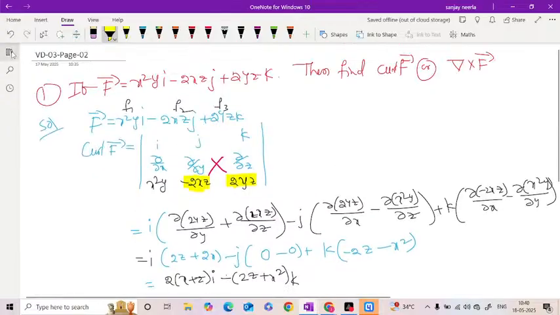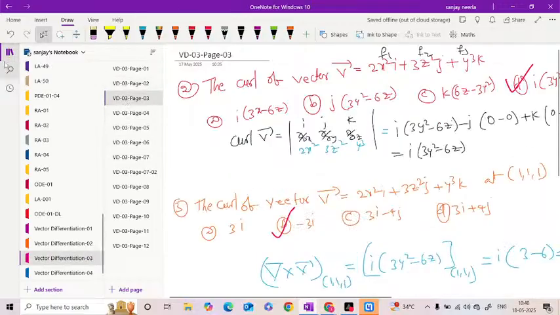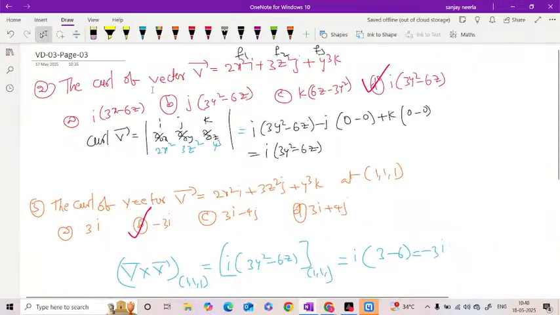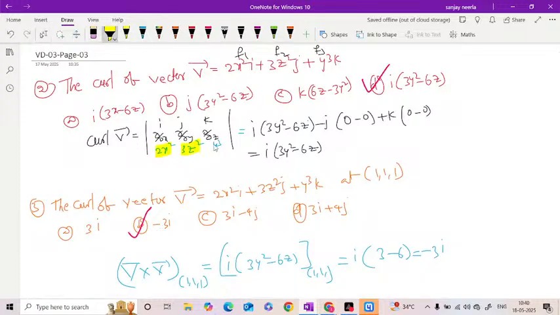So that is the first problem. The second problem is the curl of vector v, where v is 2x square i plus 3z square j plus y cube k. Just find the determinant of this 3 by 3 matrix. The first row is i, j, k, the second row is dou by dou x, dou by dou y, dou by dou z, and the vector is 2x square, 3z square and y cube. After simplification we get i into (3y square minus 6z) as the curl of the given vector.